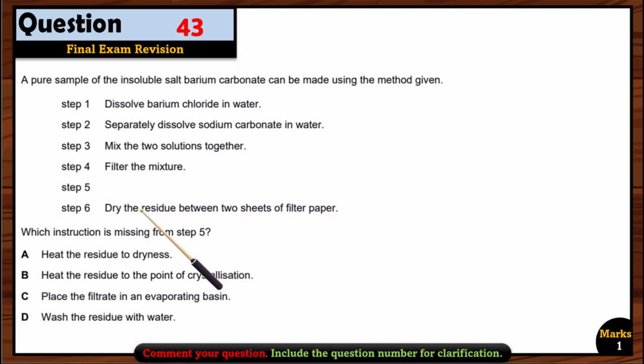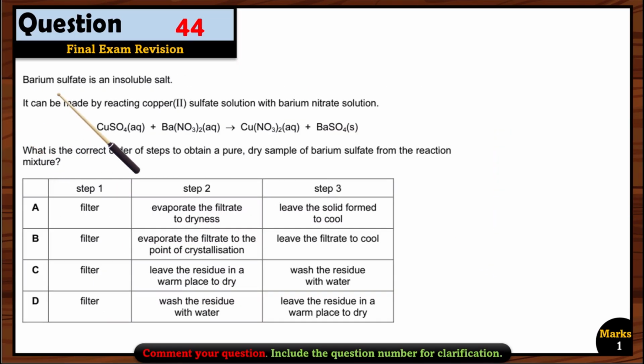So that's why, to get the pure sample of the barium carbonate, what we should do, we should first wash it with the water and then we have to dry it, okay? So wash the residue with water is the right option here. That is option D.